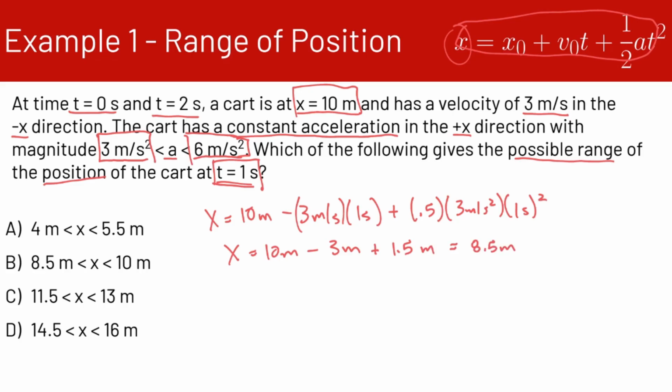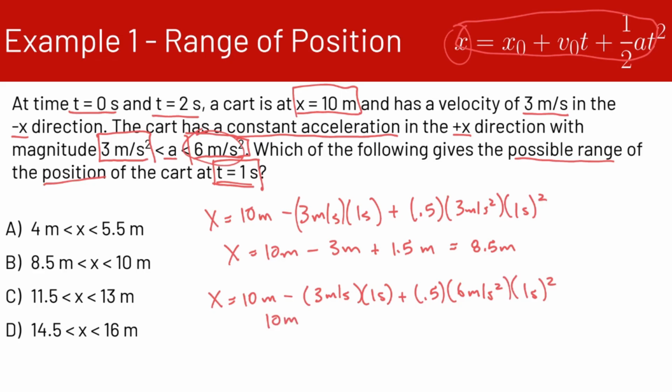Okay, then I'm going to do the next one. So we have x is equal to 10 meters minus 3 meters per second times 1 second plus 0.5 times, and now our acceleration is this 6 meters per second squared, times, again, 1 second, and that's squared.